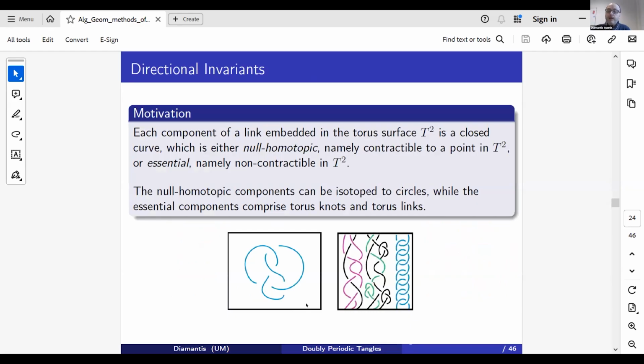Okay, so let's see something a little bit more interesting. I still have time. Okay, yes. So let's see our motivation to construct invariants and what kind of invariants we will construct. We will start by constructing what we call directional invariants. I will come to that in a minute. What is a directional invariant? But before that, let me explain a little bit the motivation behind this.